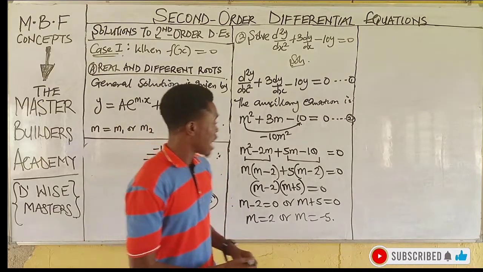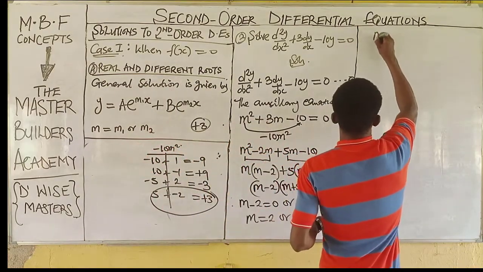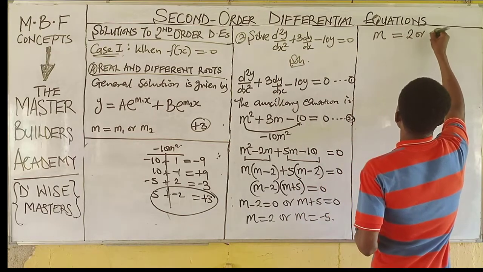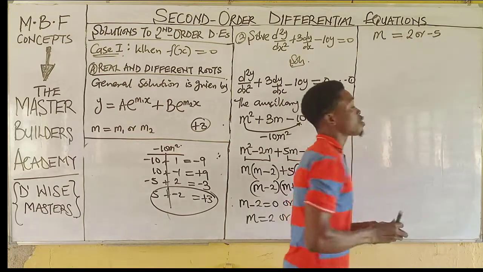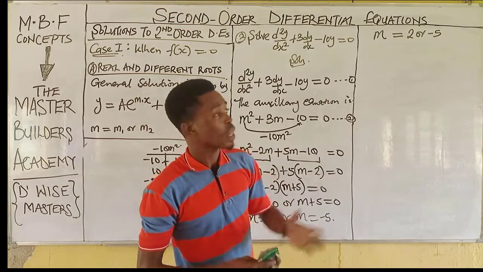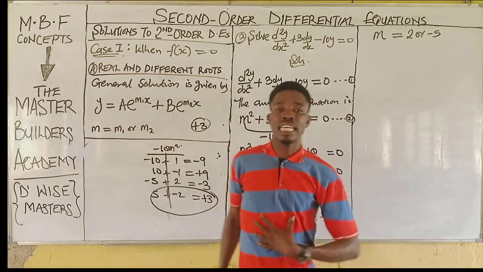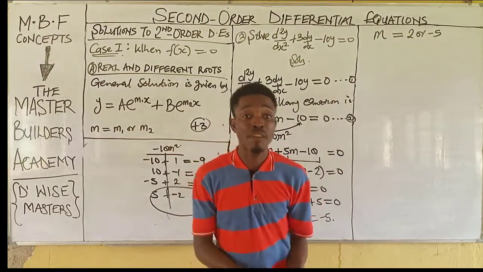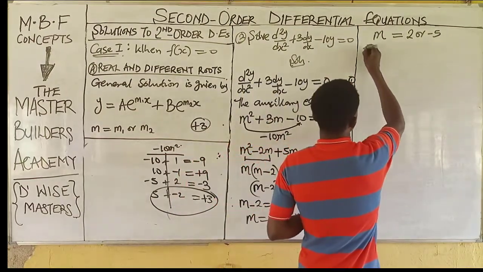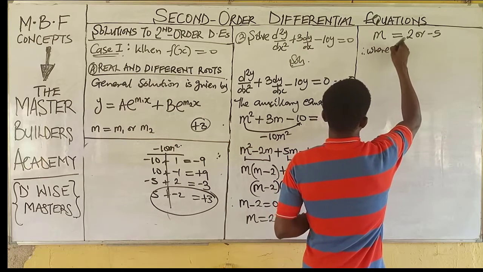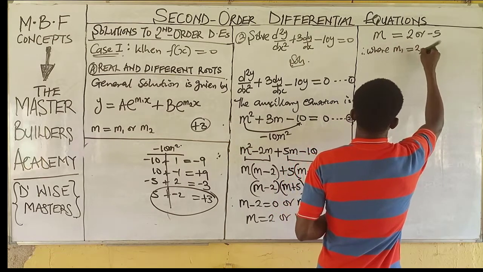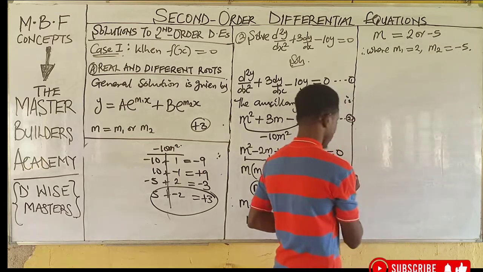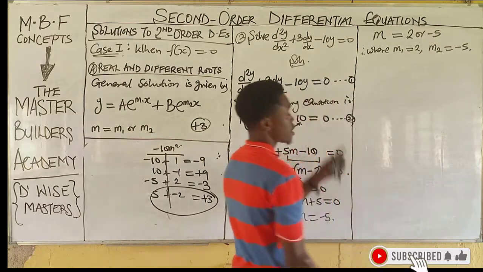Now, finally, we have that m is equal to 2 or minus 5. Examine these results for m. The two results we have, they are real, number 1, and they are different, number 2. Therefore, when we take the first one, where m1 is equal to 2 and m2 is equal to minus 5. It's as simple as this.